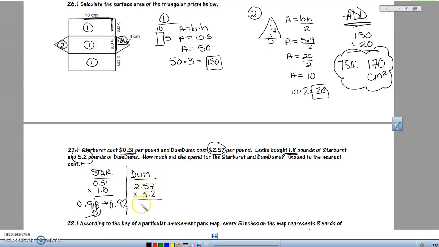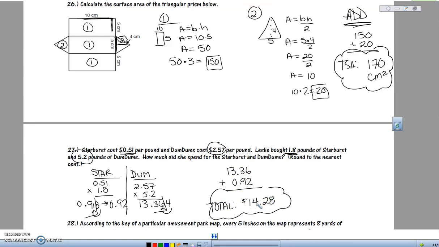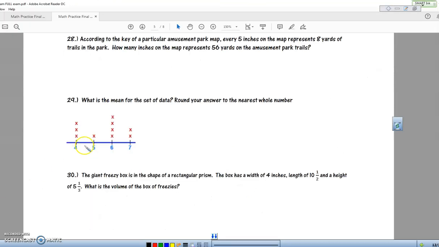And when I type this in the calculator, I get 13.364. Again, that cuts off. The 4 keeps that the same, so it's just 13.36. To find the total, you add your 13.36 and your 92 cents. That's going to give your total spent. Think of going to the grocery store. So that is $14.28 total.